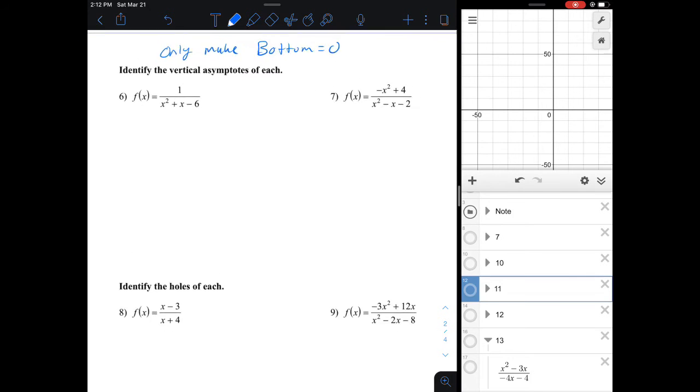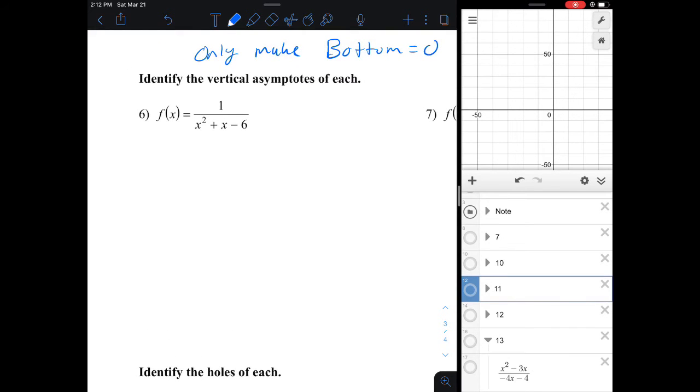So if I'm looking at number 6, to figure those out, I'd have to factor my problem, or I could graph it and look at Desmos. But for number 6, we're just going to factor it. So that would factor to be x plus 3 times x minus 2 in the denominator. Now, there's no way to make my numerator 0 because all that is up there is a 1. So all values of x that make the denominator 0 are going to be my vertical asymptotes. So I'd have a vertical asymptote at x equals -3, and a vertical asymptote at x equals positive 2.